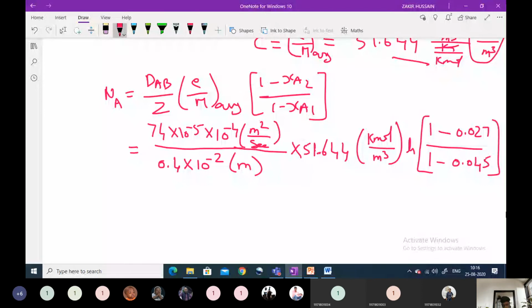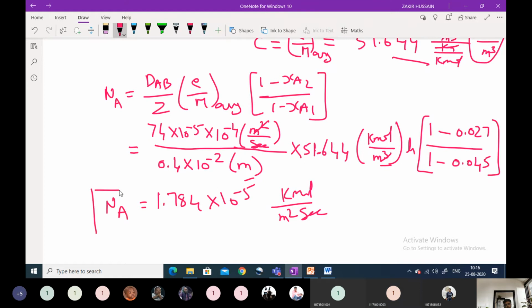Now you can calculate that one. Mole fractions do not have any units, so we can cancel the units. Meter cube and this meter cancel out, leaving meter, and here also one meter is left. So we obtain our final value in kilomole per meter square per second: 1.784 into 10 power minus 5. So this is the final NA value.